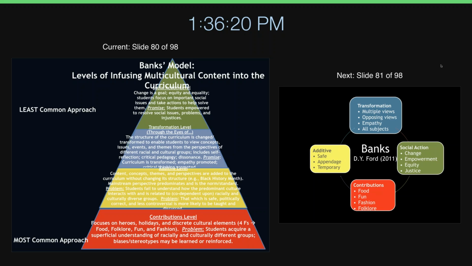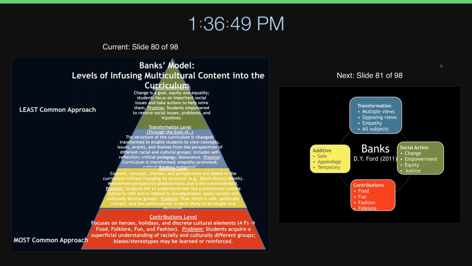Now, moving to transformation, this is absolutely where we need to be and continue to keep moving. So this is why it's color-coded in blue. So transformation, I consider it through the eyes of. And so several words I want you to remember would be multiple points of view, opposing points of view, empathy, which is through the eyes of, and then in all subject areas.